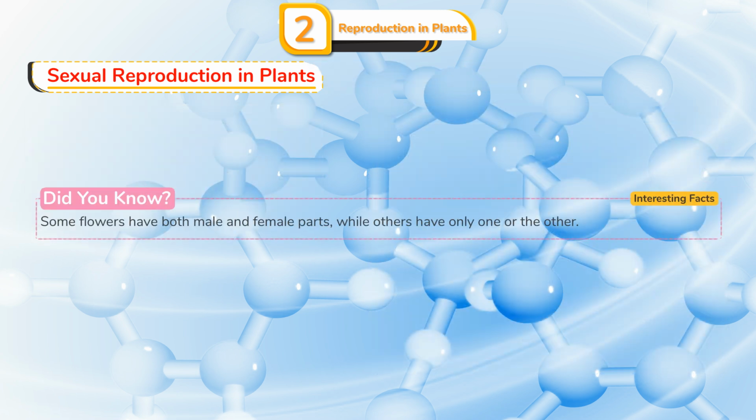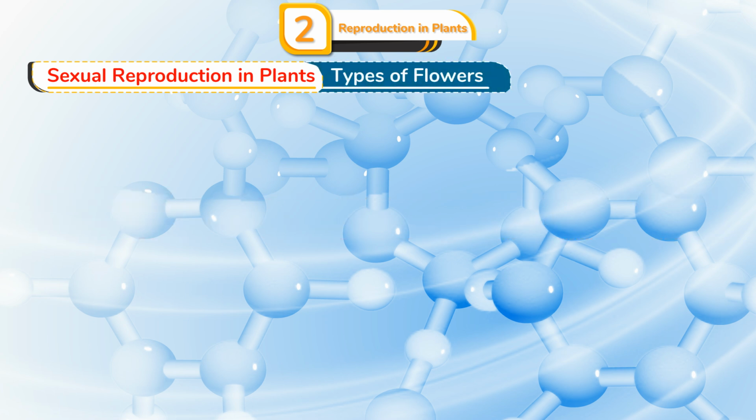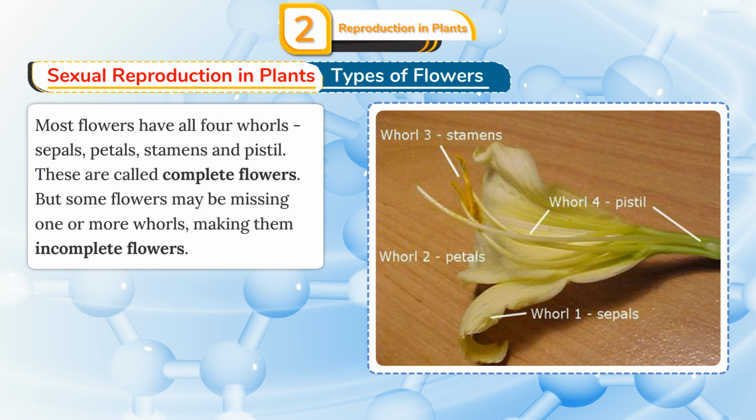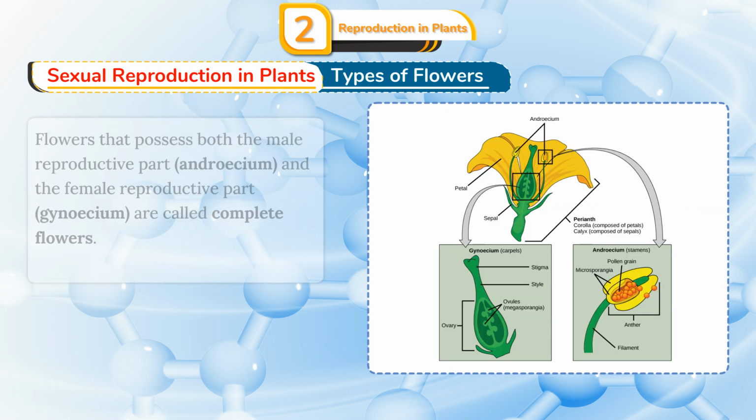Did you know? Some flowers have both male and female parts, while others have only one or the other. Types of flowers. Most flowers have all four whorls, sepals, petals, stamens and pistil. These are called complete flowers. But some flowers may be missing one or more whorls, making them incomplete flowers.